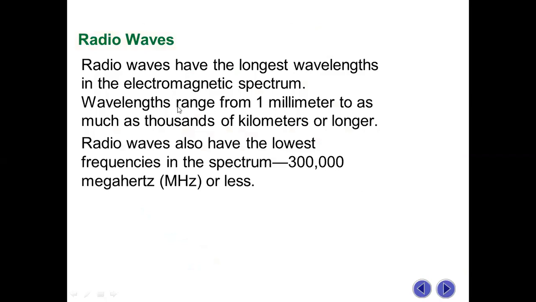Radio waves have the longest wavelengths, as we said, in the electromagnetic spectrum. I'll give you an idea about the wavelengths. Wavelengths range from 1 millimeter to as much as thousands of kilometers or longer. Radio waves also have the lowest frequencies. You are not requested to memorize these numbers. These numbers are just for illustration. Okay, the megahertz is a unit, and the megahertz is like megabytes, which we use in computing.